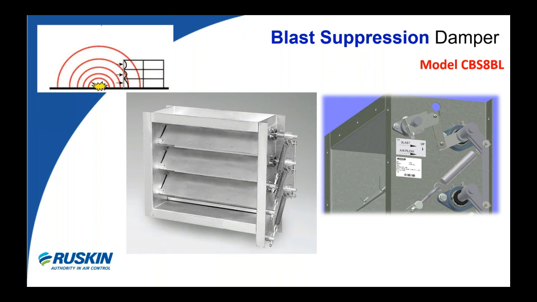Typically used in air intake and exhaust applications, CBS8BL minimizes the propagation of blast wave into the building or adjoining space, thus protecting equipment and possibly lives. In its static position, the CBS8BL blades are stationary in the open position, held in this position by the springs located external to the airstream. The spring tension and spring location are such that when an elevated pressure event occurs, the blades are forced closed and are locked in that position through the over-travel locking mechanism shown here.